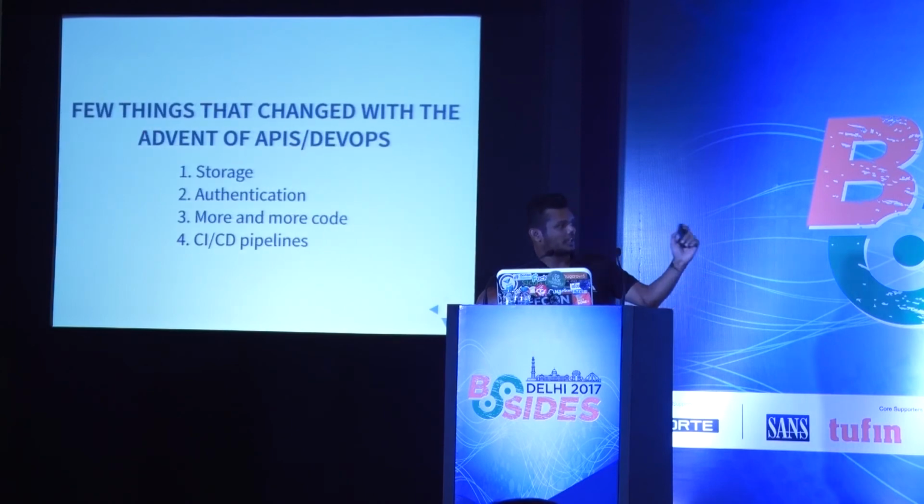So I'm going to talk about APIs and DevOps. I'm going to talk about how reconnaissance changed with APIs and DevOps. Not reconnaissance as such, what changed with APIs and DevOps. There are a lot of things that changed, but for the scope of this talk, the way we do storage changed, the way we do authentication changed, and there's a lot more code now. You talk about DevOps, you talk about SecDevOps, you write a lot of code, and there's a lot of CI/CD pipelines. So how does this affect us?